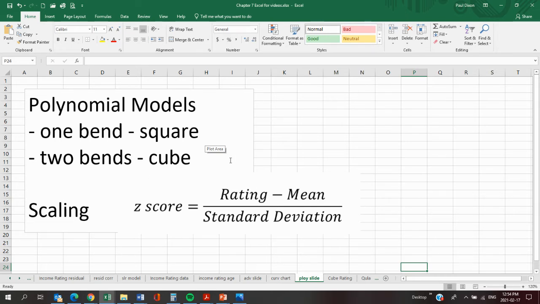Trouble is, ratings are big numbers. They go up to 1,000. Square it, and you're up to 1,000,000. Cube it, and you're up to billions. So the numbers get super, super big, and they distort things. It's really hard working with some numbers that are small and some numbers that are super big.